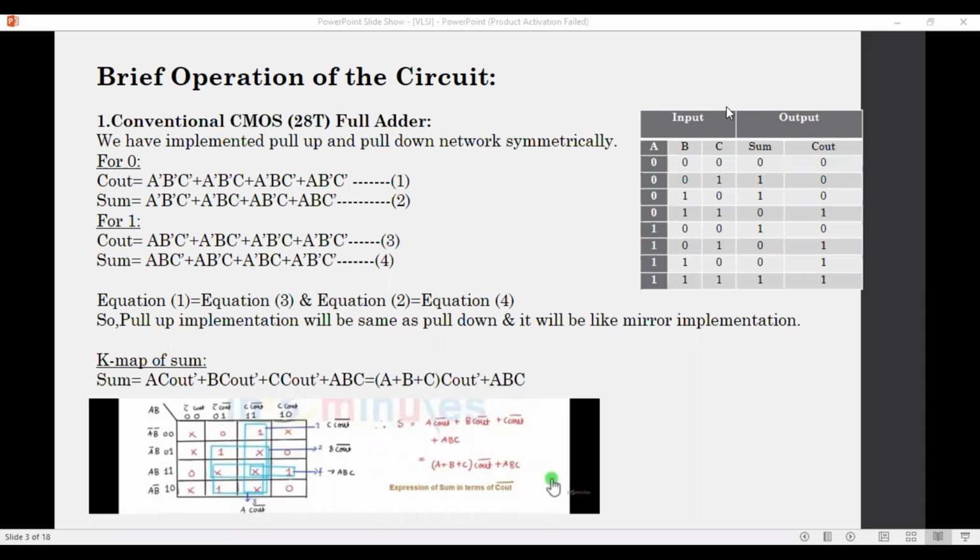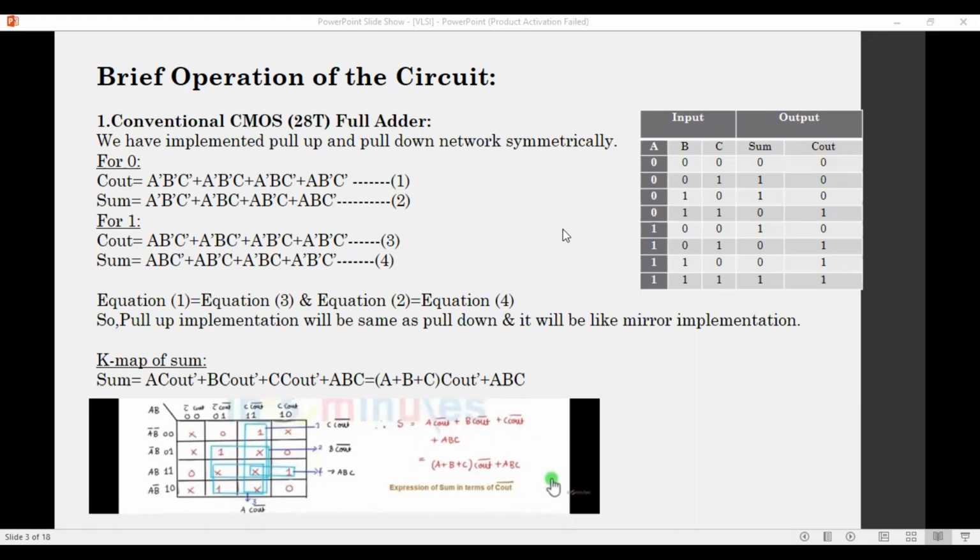When logic is high, NMOS is on, meaning the pull-down network is active. For zero output, Cout is this and this is equation 1, and sum is this and this is equation 2. When logic is low, PMOS is on, meaning the pull-up network is active. For one output, Cout is this and this is equation 3, sum is this and this is equation 4. Here, equation 1 is equal to equation 3 and equation 2 is equal to equation 4. So the pull-up implementation will be the same as the pull-down and it will be a mirror implementation.